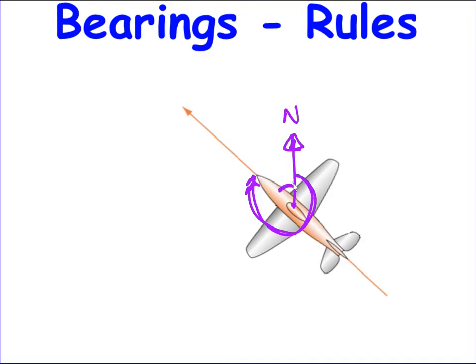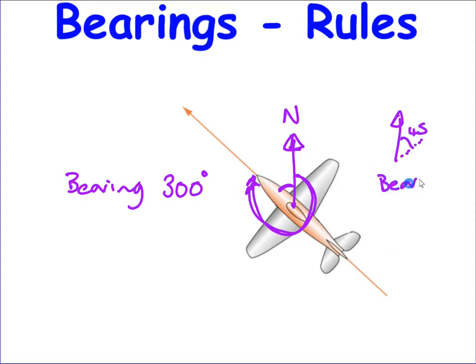And then finally, your bearing must be made up of 3 digits. So this angle here is approximately 300 degrees, and that would be a bearing of 300 degrees. However, if you had a position that the aircraft was heading over here, and the angle that you measured was 45 degrees, then to make it a bearing, you always need 3 digits. So it would be 0, 4, 5 degrees.